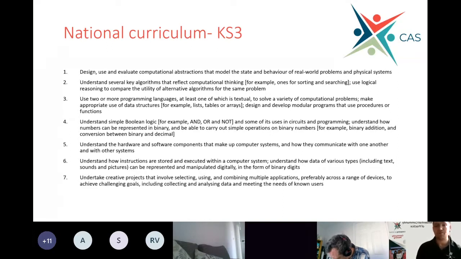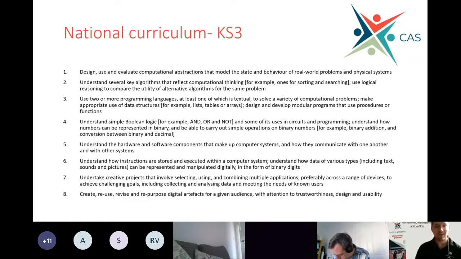Looking at creative projects still, so we've still got that part in there. And again, that's going to be very similar to Key Stage 2, but hopefully the end results are going to be a little bit more professional in some cases.